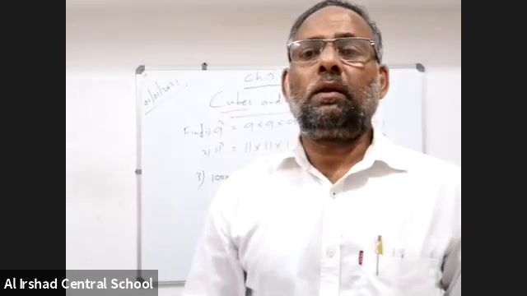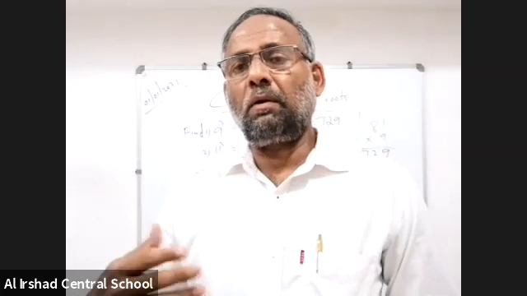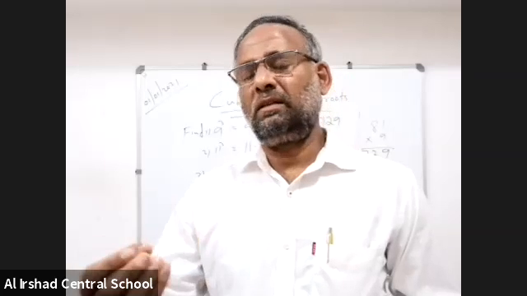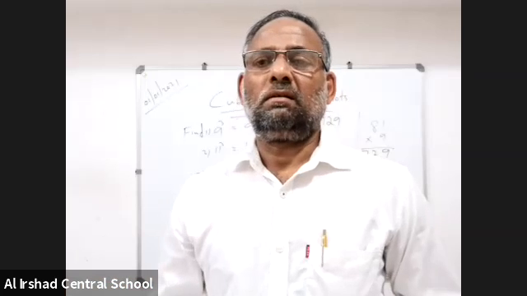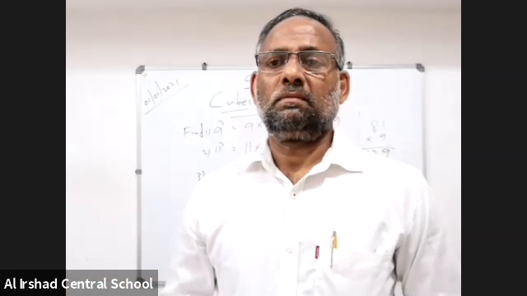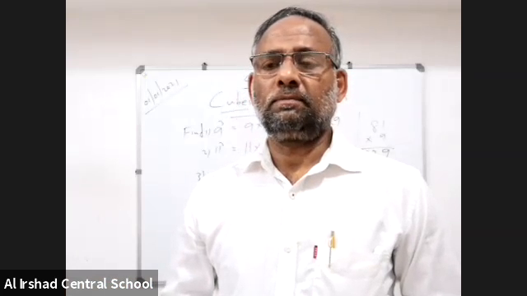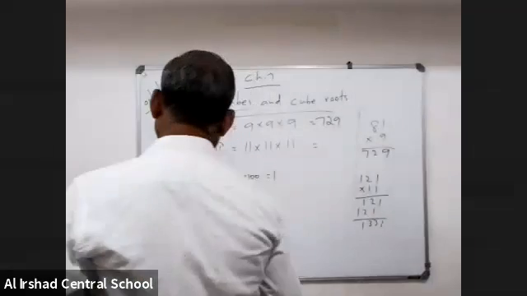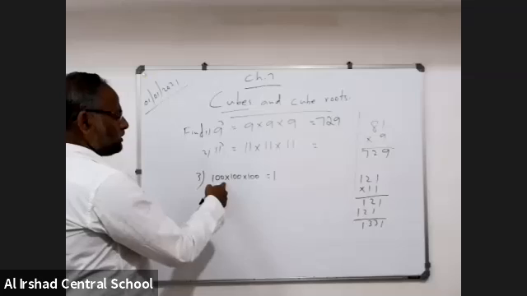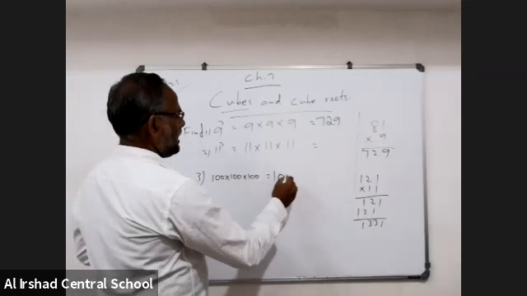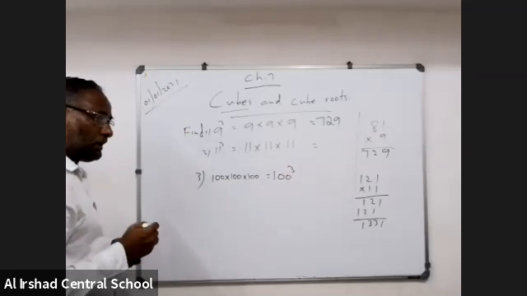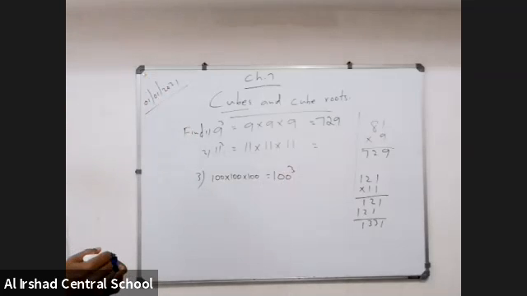100 into 100 into 100 is 100 to the power of 3. Good, that is what I want. Don't confuse it with 10 to the power. This is 100 cube, or 100 to the power of 3.